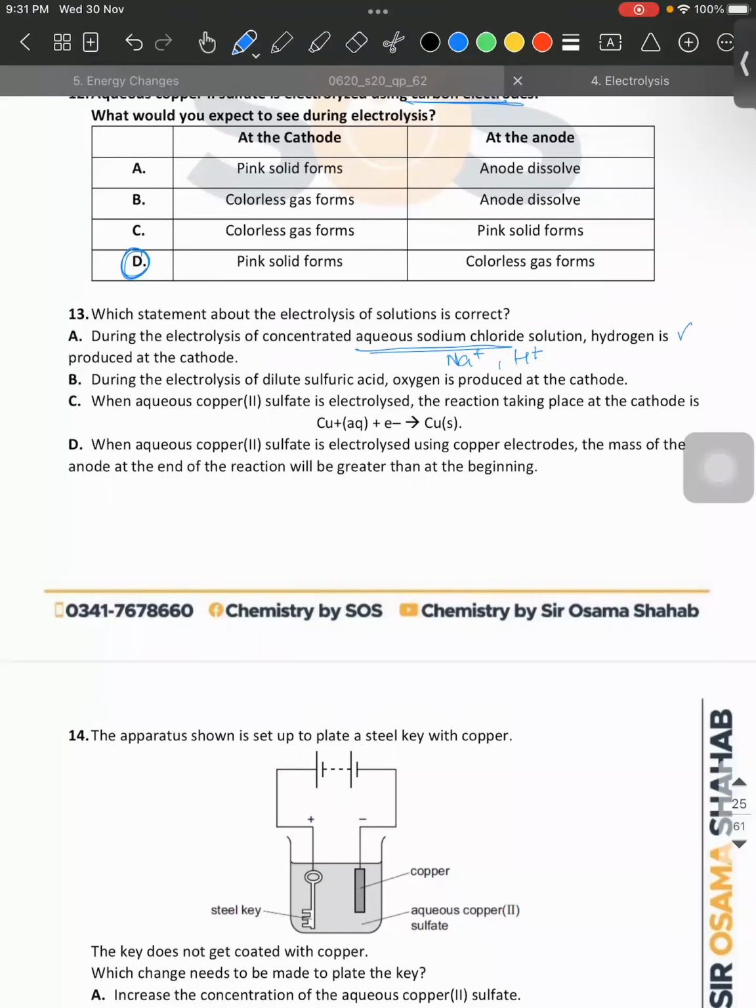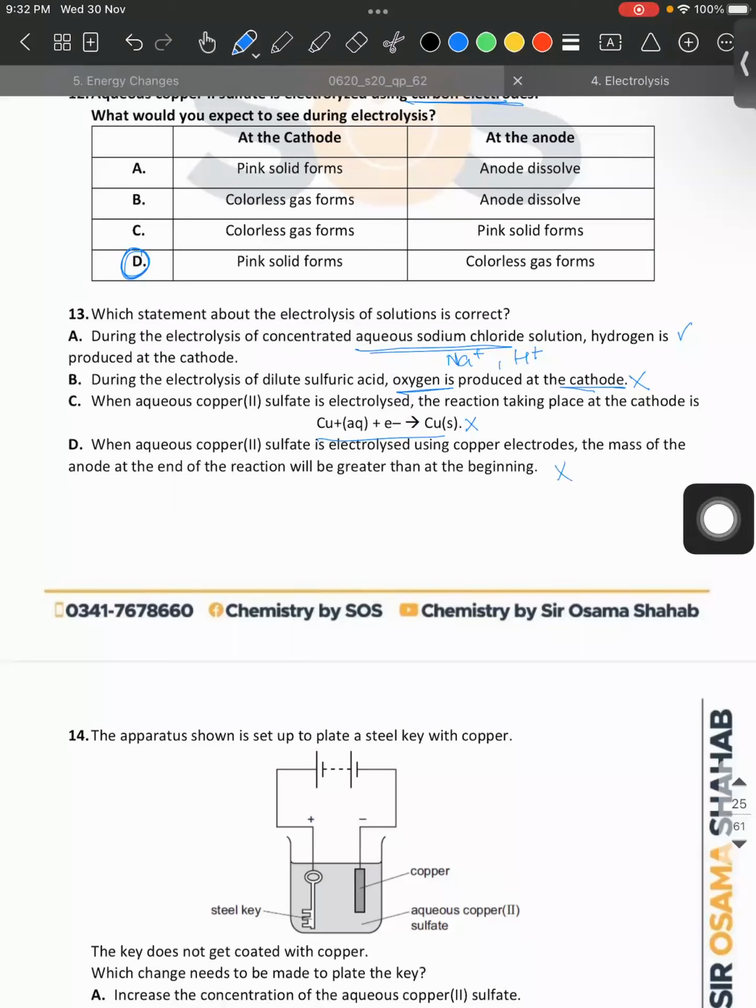But let's see what the others are saying. During the electrolysis of dilute sulfuric acid, oxygen is produced at the cathode. Oxygen can never be produced at the cathode. When aqueous copper sulfate is electrolyzed, the reaction taking place at the cathode is this. This is not the reaction. Copper 2 sulfate has copper 2 ions, not copper 1 ions. When aqueous copper sulfate is electrolyzed using copper electrodes, the mass of the anode at the end of the reaction will be greater.